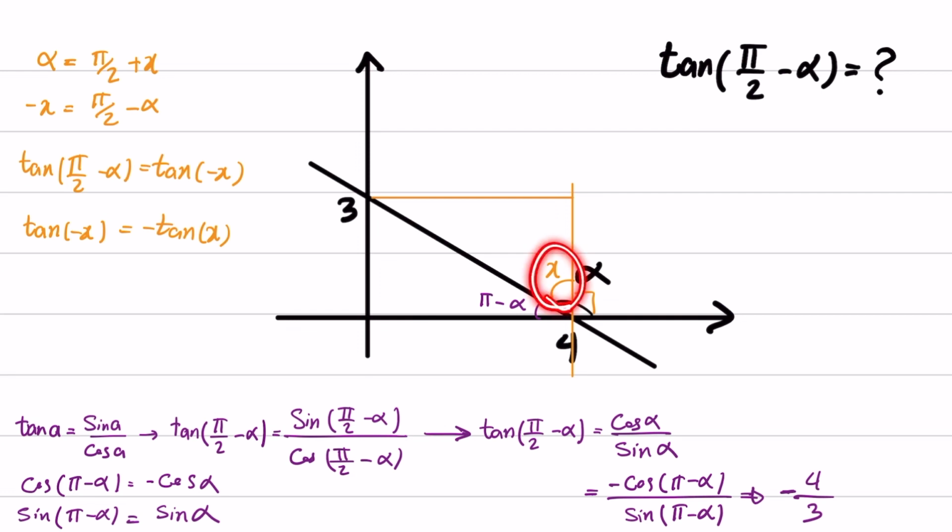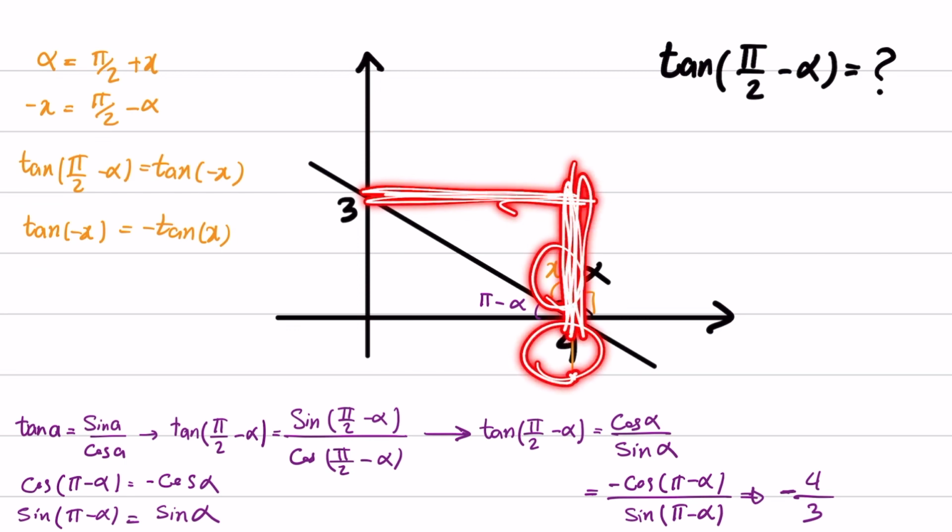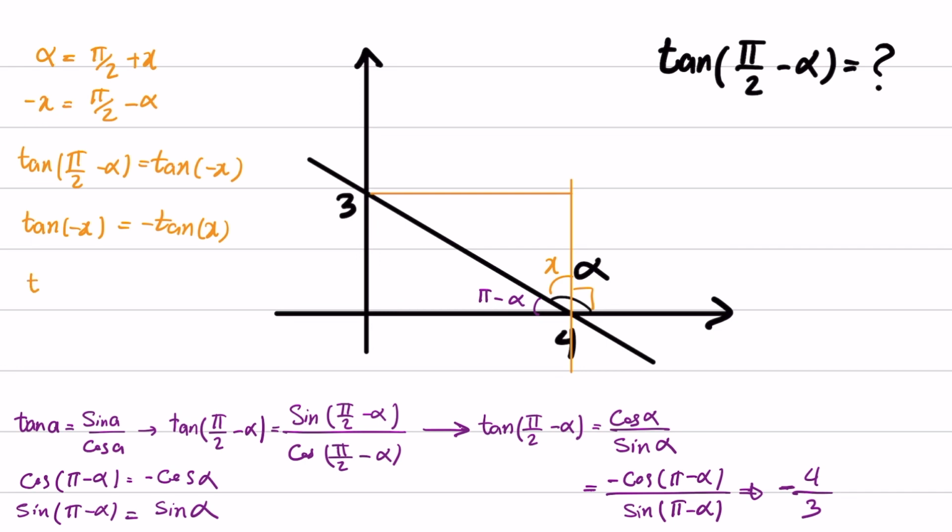Opposite of this angle is this length, which is again 4, and adjacent is this length, which is 3. So tangent x is 4 over 3, and tangent of pi over 2 minus alpha is minus 4 over 3. Yeah, this is the second solution that we found.